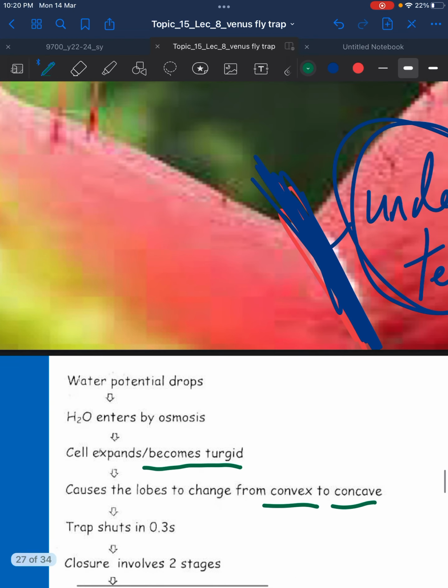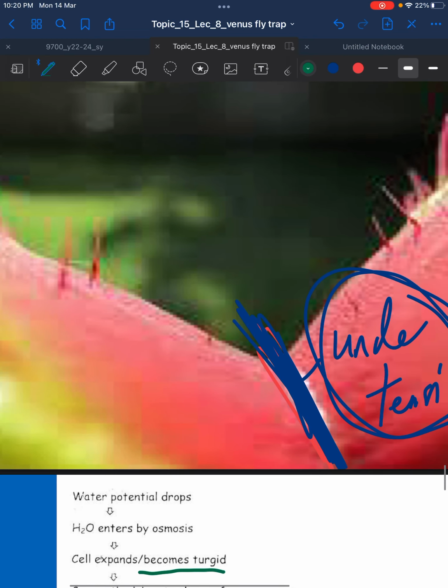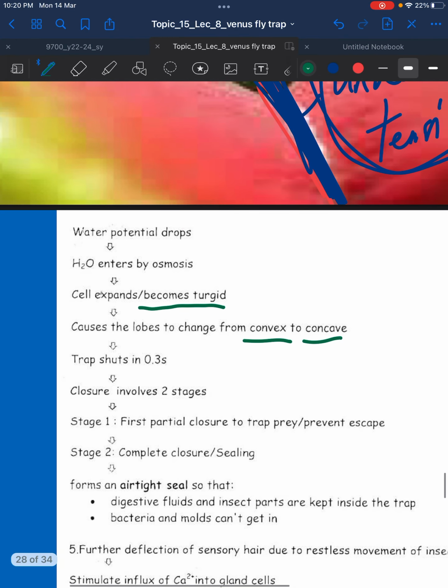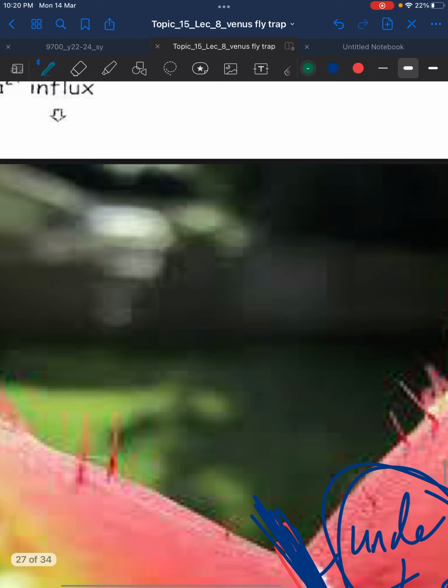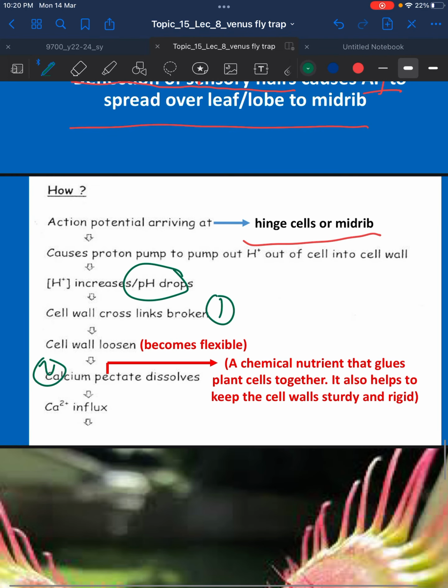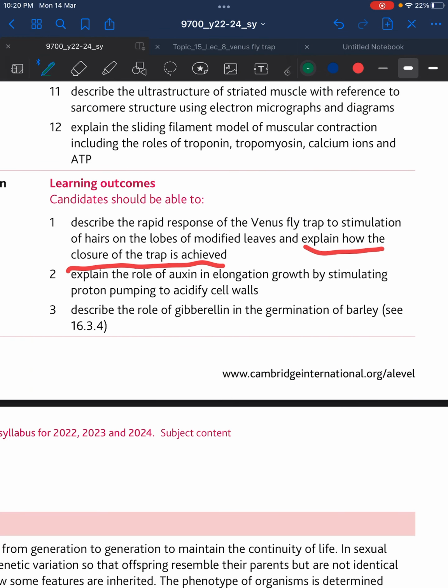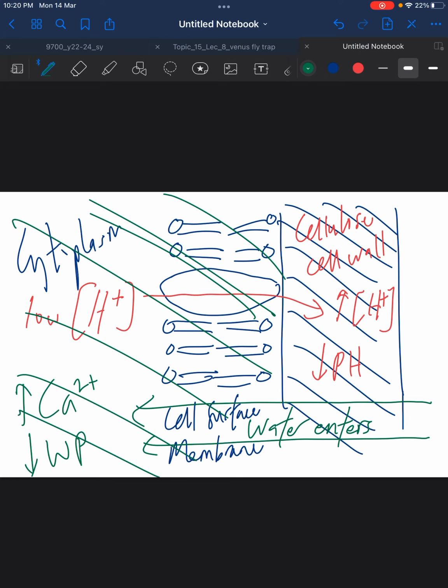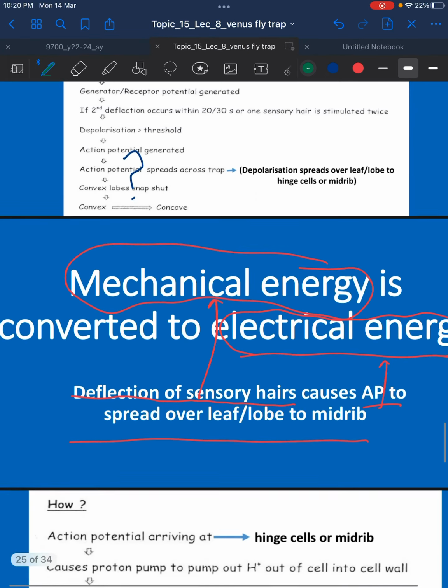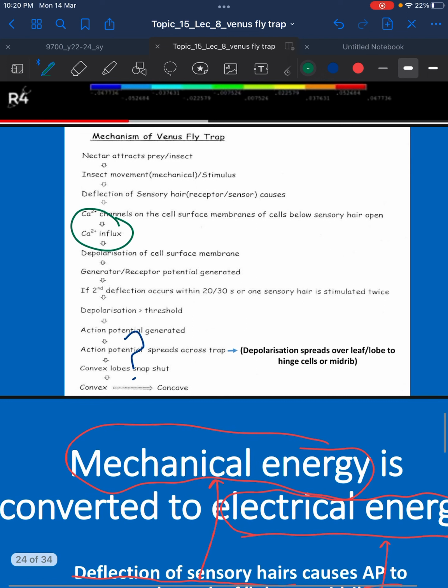Okay, so I think for your syllabus, that is enough, and that is the explanation why it is closed. The Venus flytrap is closed. Explain how the closure of the trap is achieved. Of course, you have to talk about it from the very beginning, which means the deflection of the first hair, and then the deflection of the second hair, which reaches threshold, causes action potential to spread over the lobe, and then reach the hinge.